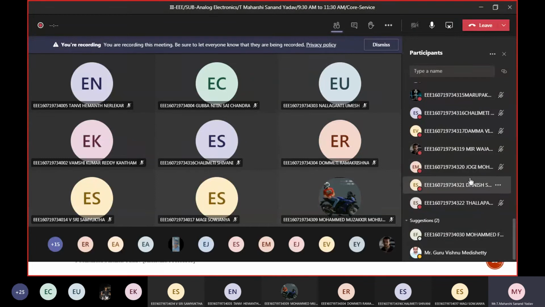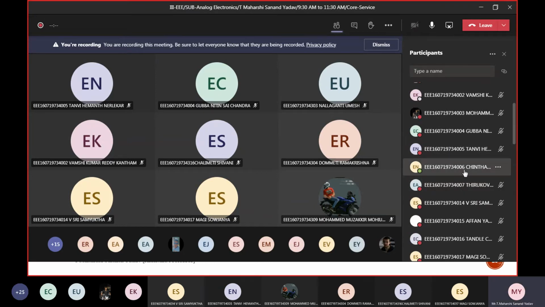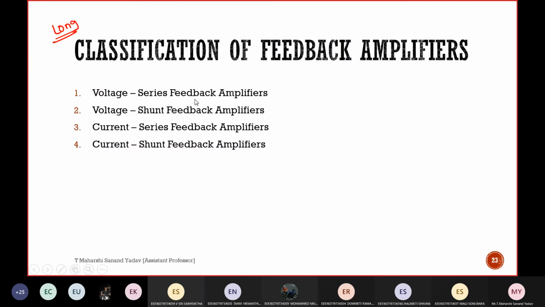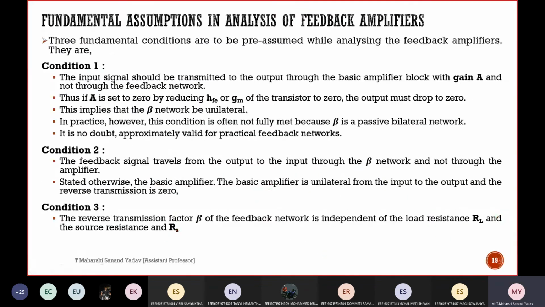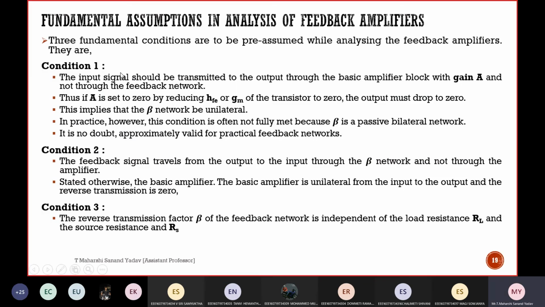So what about others? Any doubts in today's session? So that I'll revise once again. Only few are responding. So now let us see the fundamental assumptions in the analysis of feedback amplifier. See, first one. The 3 fundamental conditions are to be pre-assumed while analyzing the feedback amplifier. So can anyone read this? Read the condition 1.